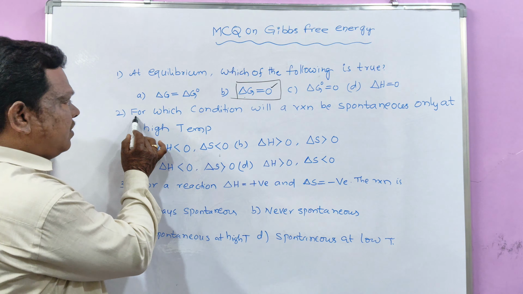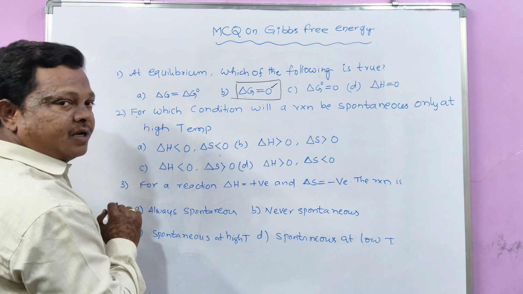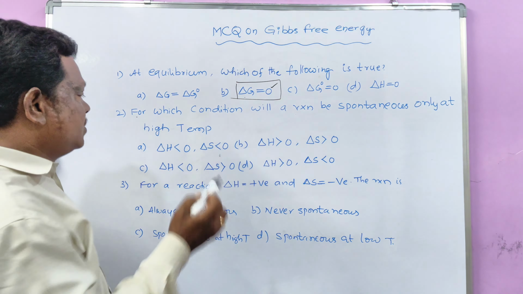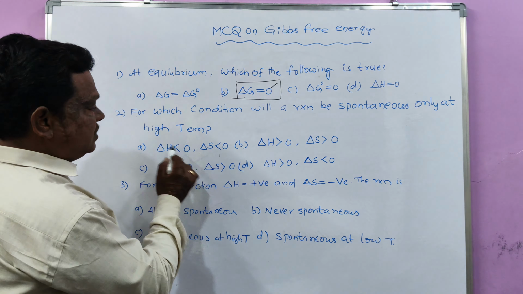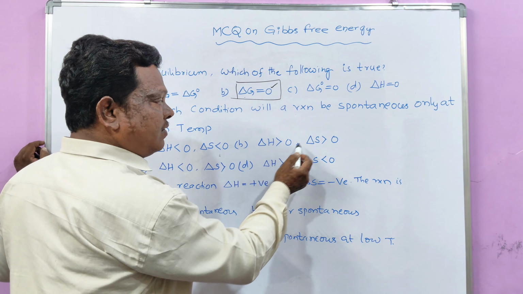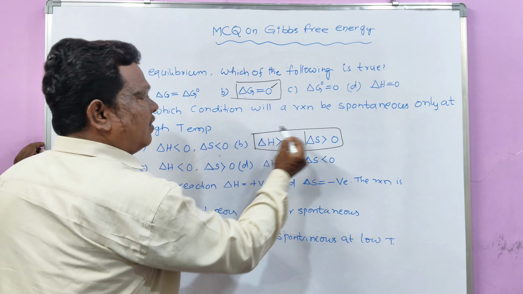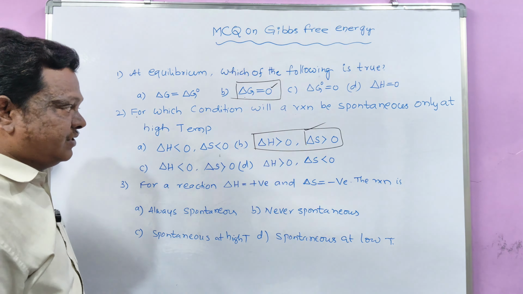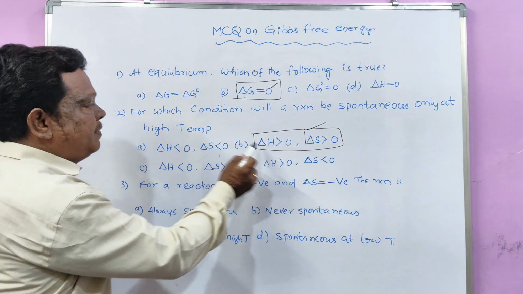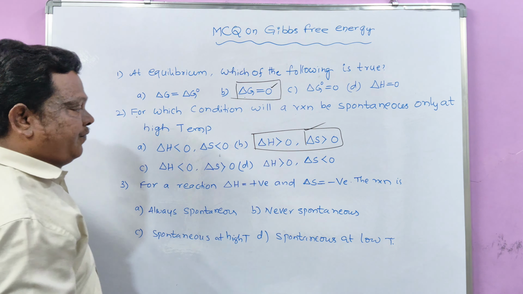So in this question, for which condition will a reaction be spontaneous only at high temperature? So a spontaneous reaction takes place on its own accord. So delta H is less than 0, delta S is less than 0. So here delta H is greater than 0, delta S greater than 0. So this condition is for spontaneous reactions. So delta S is always positive. At high temperature, delta H has higher energy than 0.